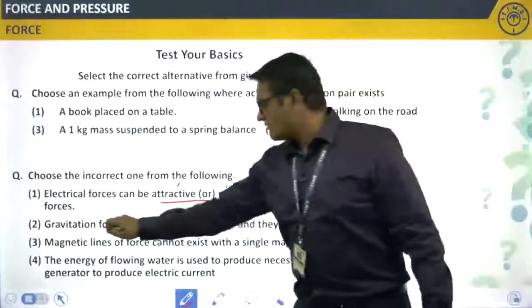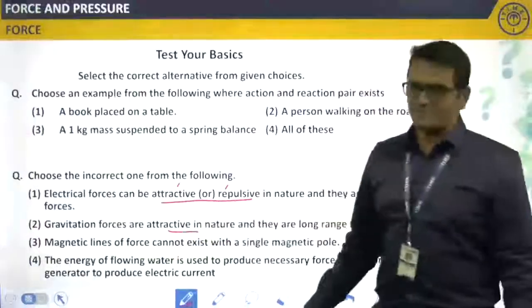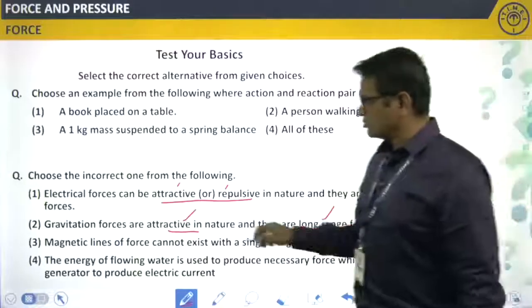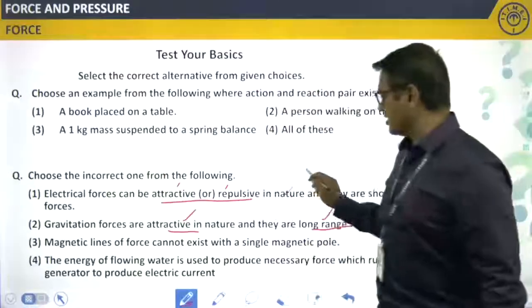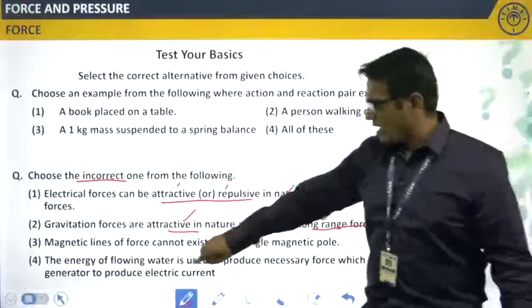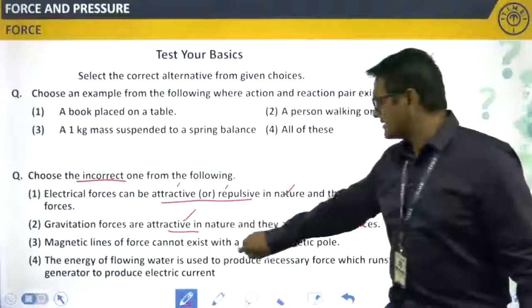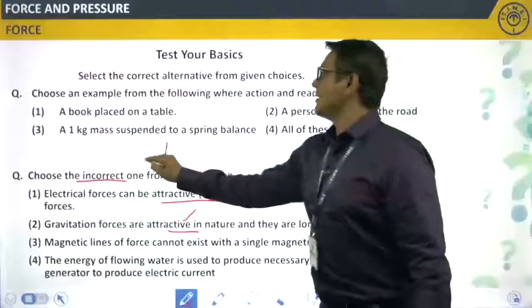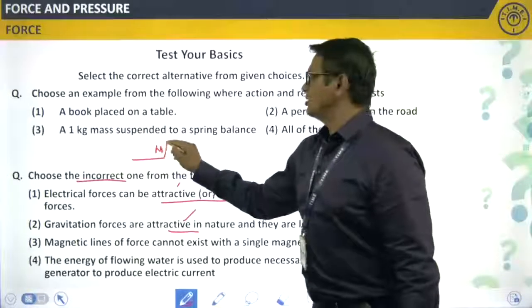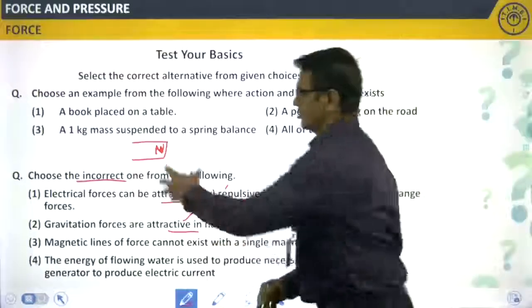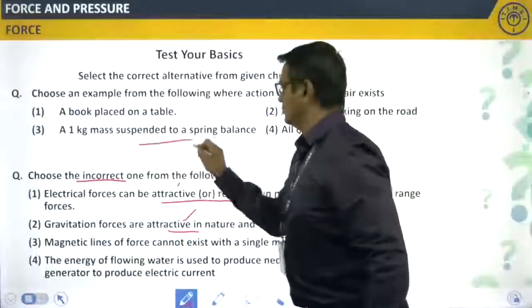That is right. Gravitational forces are attractive in nature. Absolutely right. They are attractive in nature and they are long range forces. This is also right. So first 2 statements are correct, right? We want to find the incorrect one. Next one. Magnetic forces cannot exist with a single magnetic pole. Now, for example, if you have a single magnetic pole in use, right? You're just using the north pole. Let me draw the north pole properly.